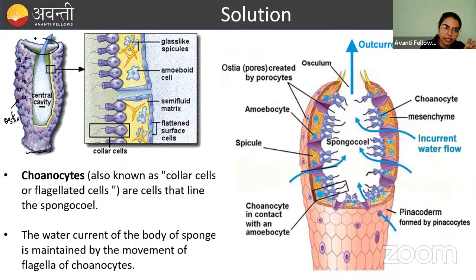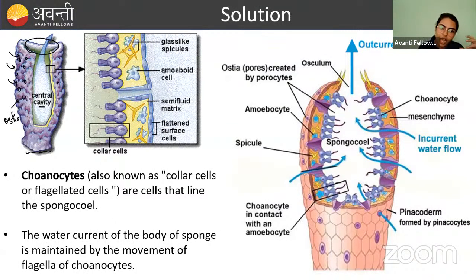And this opening, big mouth-like opening, is called osculum. So water will be going inside the body through ostia, and it will be pushed out of the sponge through osculum. So this is how the water will flow. But what they're asking is the maintenance of water current.